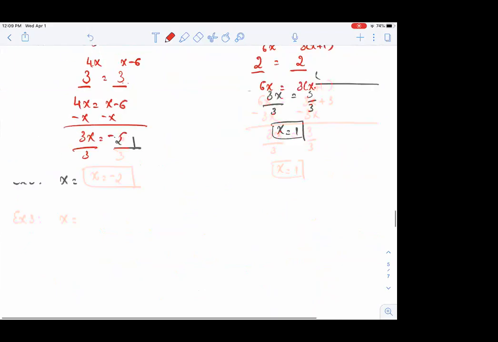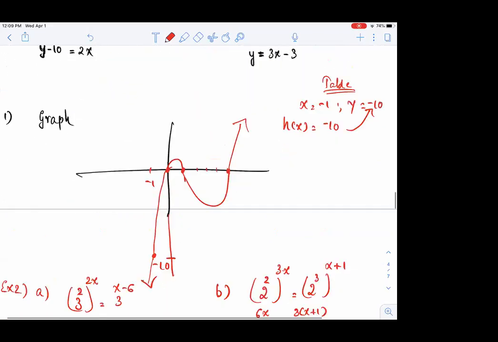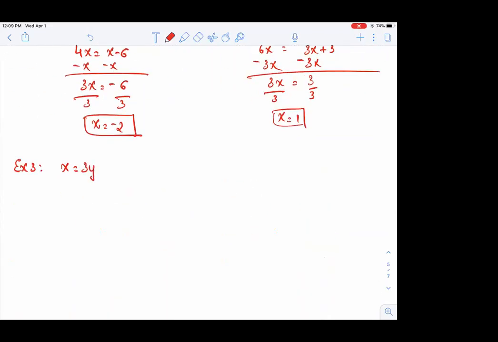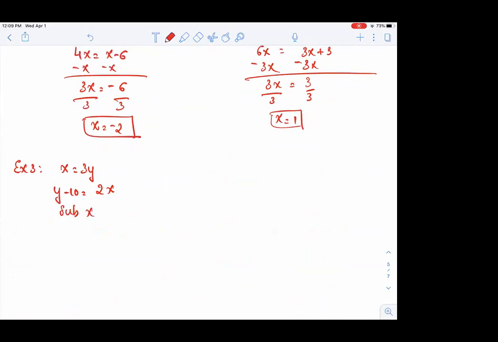So x is equal to 3y, and y minus 10 is equal to 2x, correct? Yes. Okay. So we are going to substitute x is equal to 3y into the second equation. So you have y minus 10 is equal to 6y. Make sense? Okay, now tell me what.